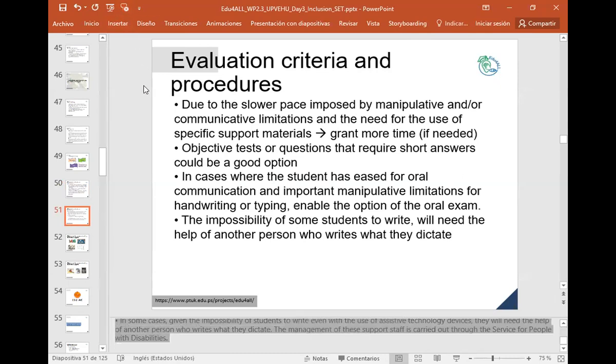Due to the slower pace imposed by manipulative and/or communicative limitations and the need for the use of specific support materials, it will be necessary to grant them more time for both written and oral tests. Objective tests or questions that require short answers could be a good option. In cases where the student has ease of oral communication and important manipulative limitations for handwriting or typing, enable the option of the oral exam. In some cases, given the impossibility of students to write even with the use of assistive technology devices, they will need the help of another person who writes what they dictate. The management of these support staff is carried out through the Service for People with Disabilities.